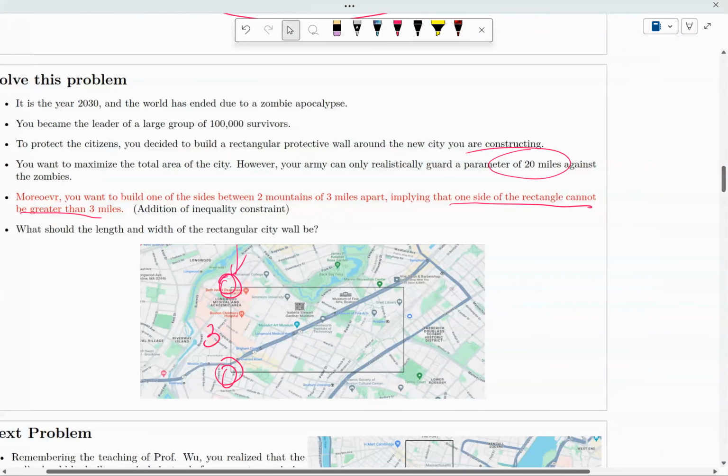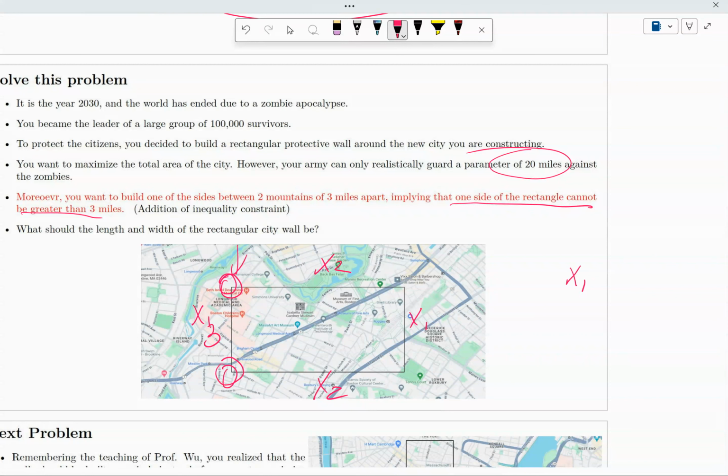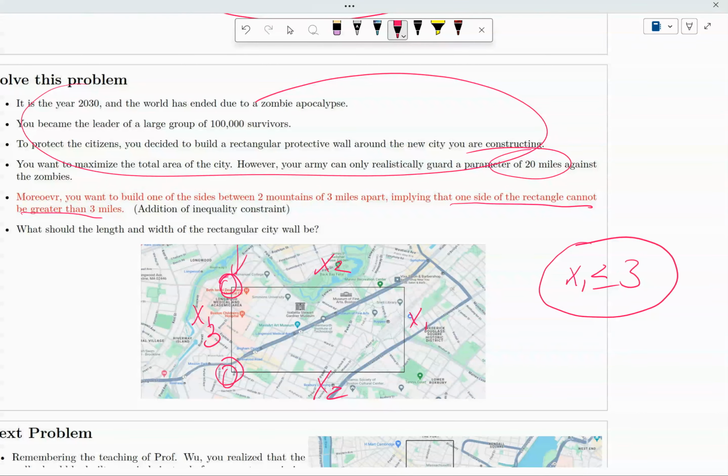So what this is saying is that you have a constraint. This is x1, x1, x2, x2. x1 has to be less than or equal to 3. Everything is the same as the previous question, and then we added this extra constraint where one side cannot be greater than 3. And therefore, what are x1 and x2 to maximize the area?